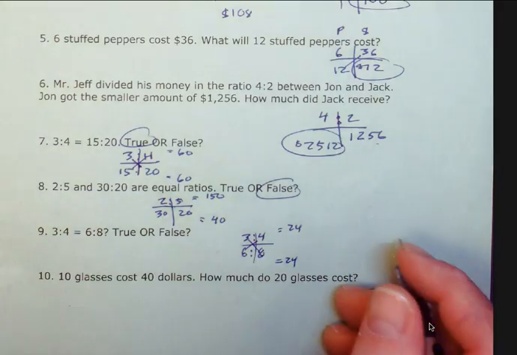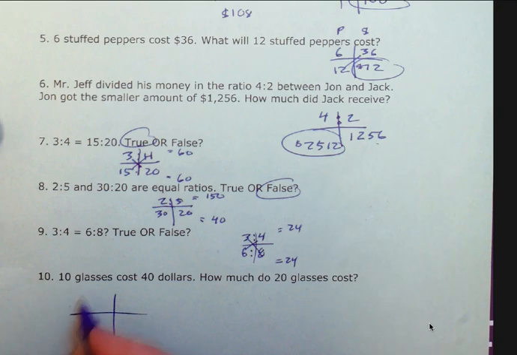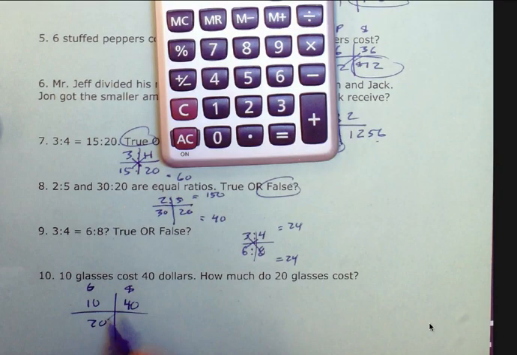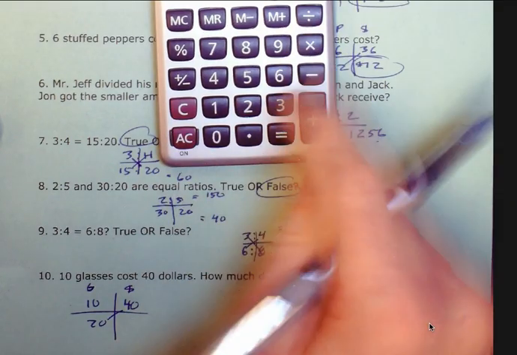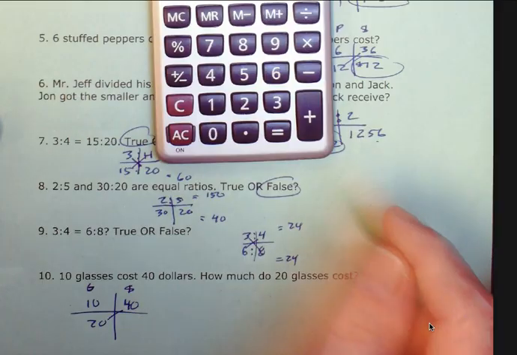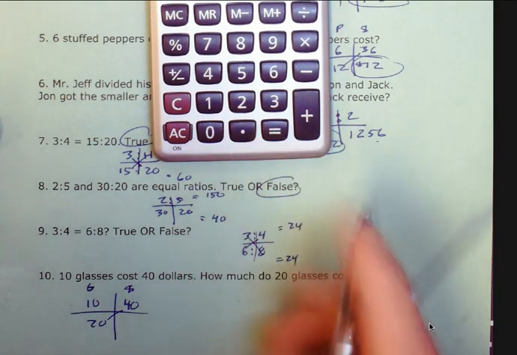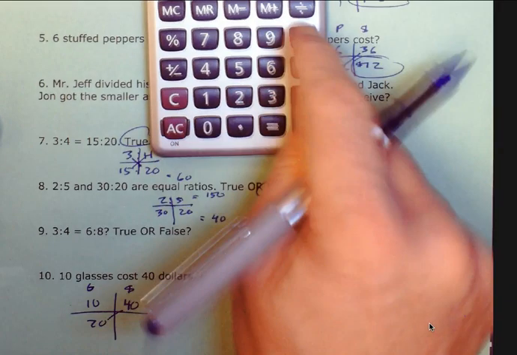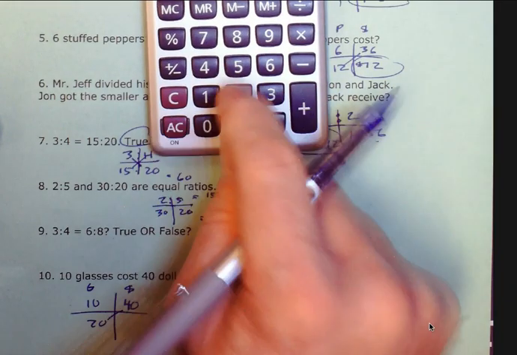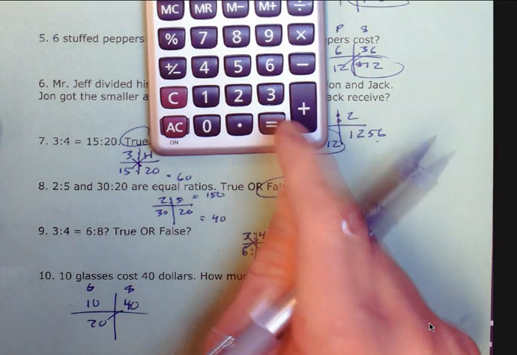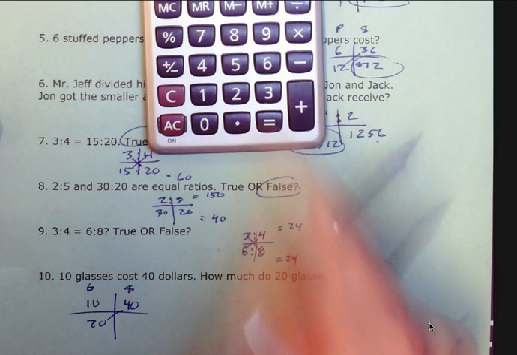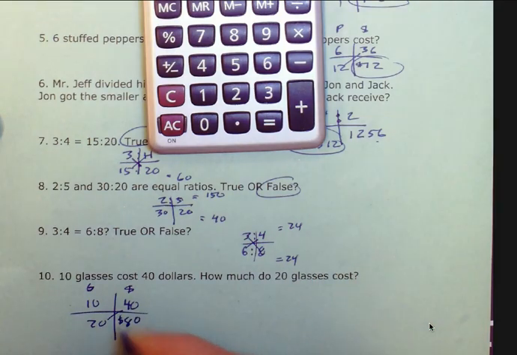All right, last problem. Do it over here. We got glasses. I'll just put a G there, and we've got dollars. We got 10 glasses is $40. How much do 20 glasses cost? Well, it looks like it's going to be double that, doesn't it? Well, let's just pop it into the old box. 20 times 40, I did that wrong. 20 times 40 equals 800. I divide that by 10, it's going to be 80. It's going to be $80.